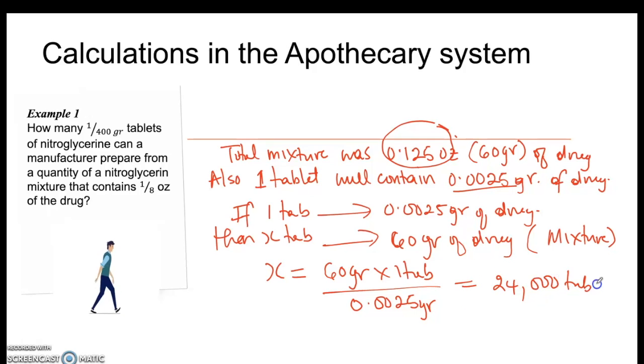24,000 tablets. So it means then that if I have 1/8 ounce of nitroglycerin and I want to make tablets where each tablet contains 1 over 400 grains of nitroglycerin, I can get 24,000 tablets from my 1/2 ounce of drug.